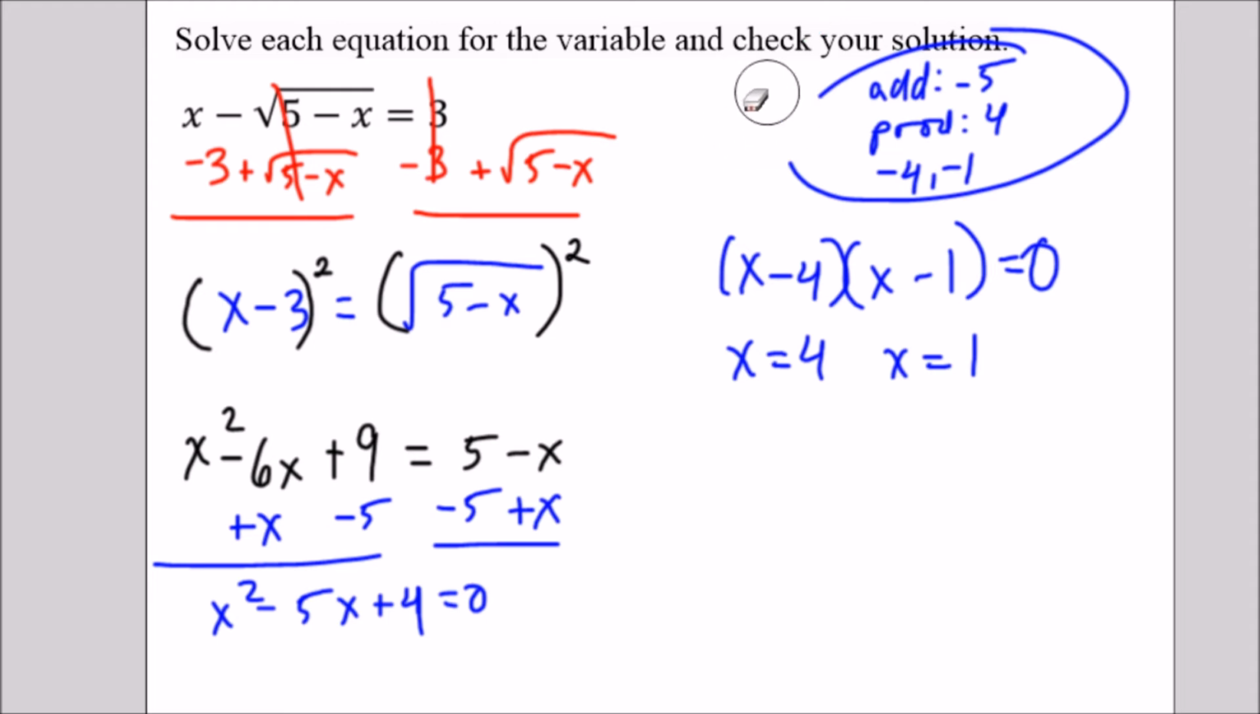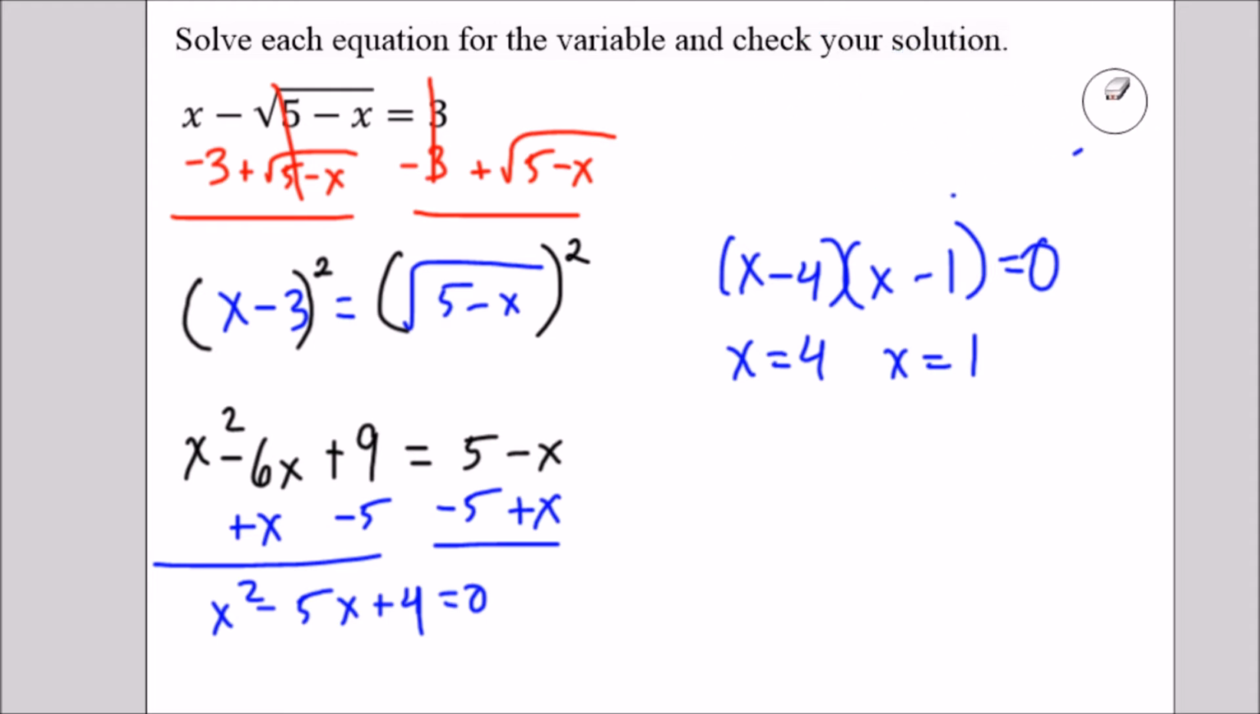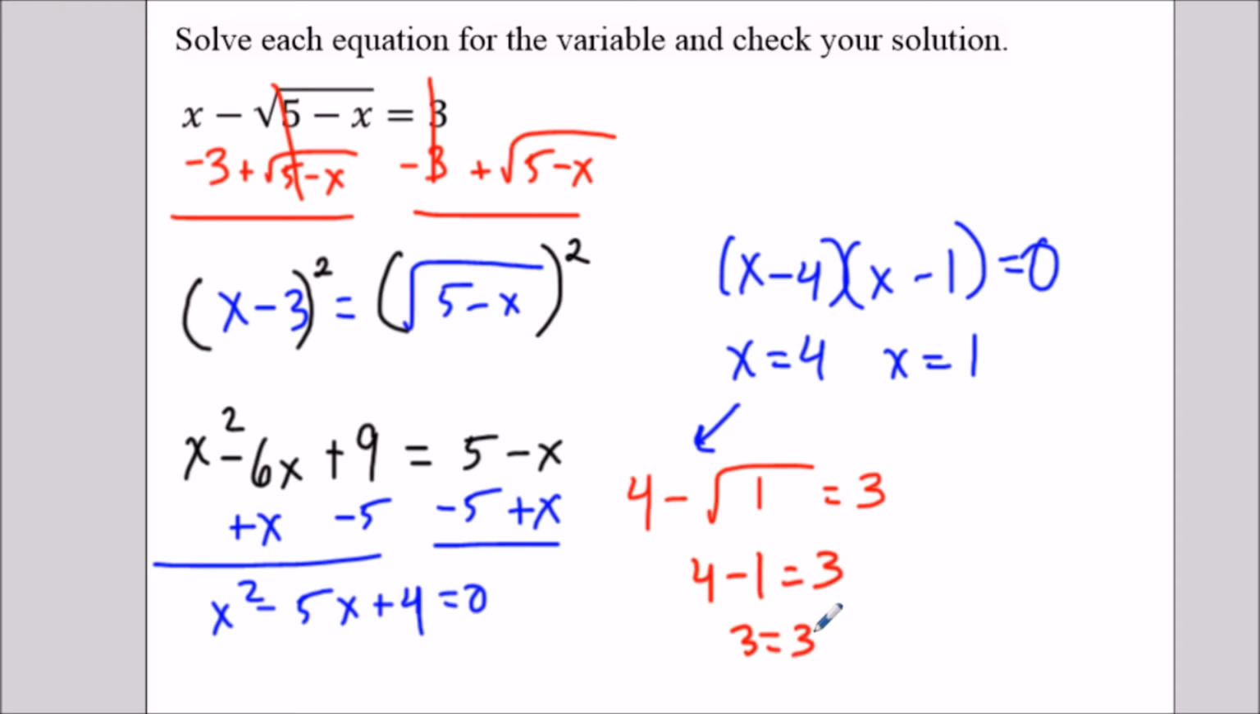But here's the thing. If you stop here and just assume that you're good, this is where you'll be in a lot of danger with these questions. You have to absolutely check these because watch, when you plug in x equals 4, let's check this, we'll use red. We're plugging into the original. We have 4 minus square root of 5 minus 4 is 1 is equal to 3, and you get 4 minus 1 is equal to 3. 3 equals 3, so the first one checks out. So this is definitely an answer.